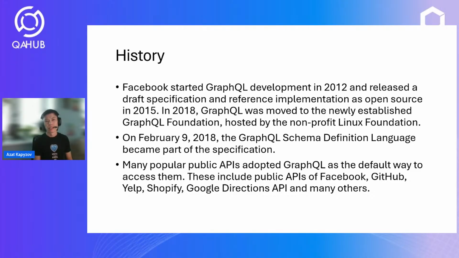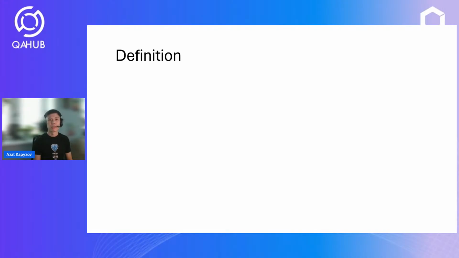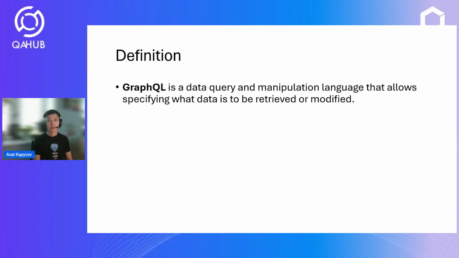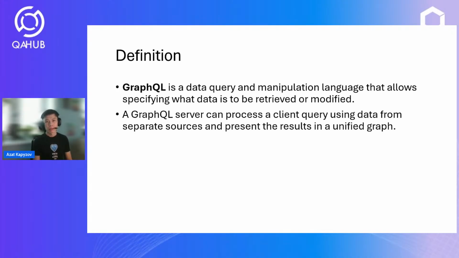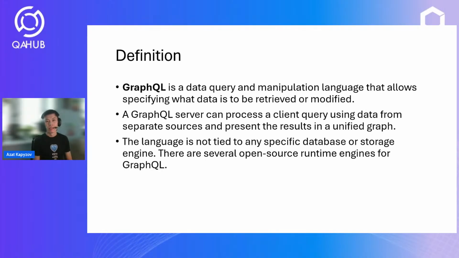So what is GraphQL? Let's take a look at definition. GraphQL is a data query and manipulation language that allows specifying what data is to be retrieved or modified. A GraphQL server can process a client query using data from separate sources and present the results in a unified graph. And the language is not tied to any specific database or storage engine. There are several open source runtime engines for GraphQL. So basically, it means that GraphQL is applicable to almost any project, any technology, any programming language.